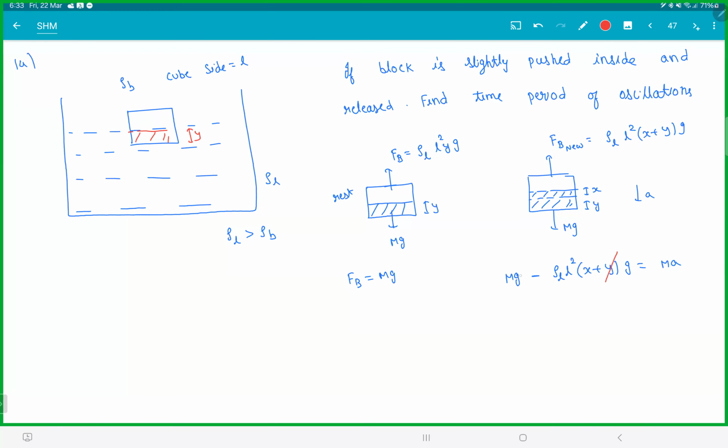We can see that the Y term and this term will cancel. You end up with minus rho liquid L square x g. Rho body is rho b L cube, acceleration. We get a is equal to rho L g x by rho b L. This is your omega square term. The time period is 2 pi root over rho b L by rho L g.